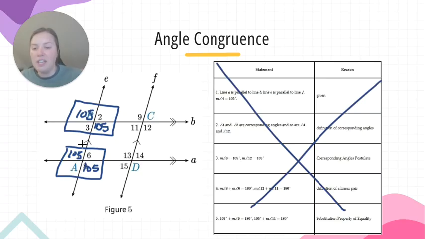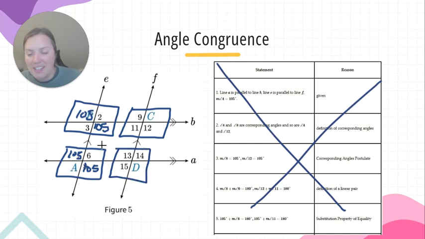Now we've taken care of everything on this transversal, but we can actually do the same thing here since these lines are also parallel. Specifically, because we have two sets of parallel lines, we also have corresponding angles here and corresponding angles here. That means we have 105 degrees basically in the upper left and the lower right of every single one.